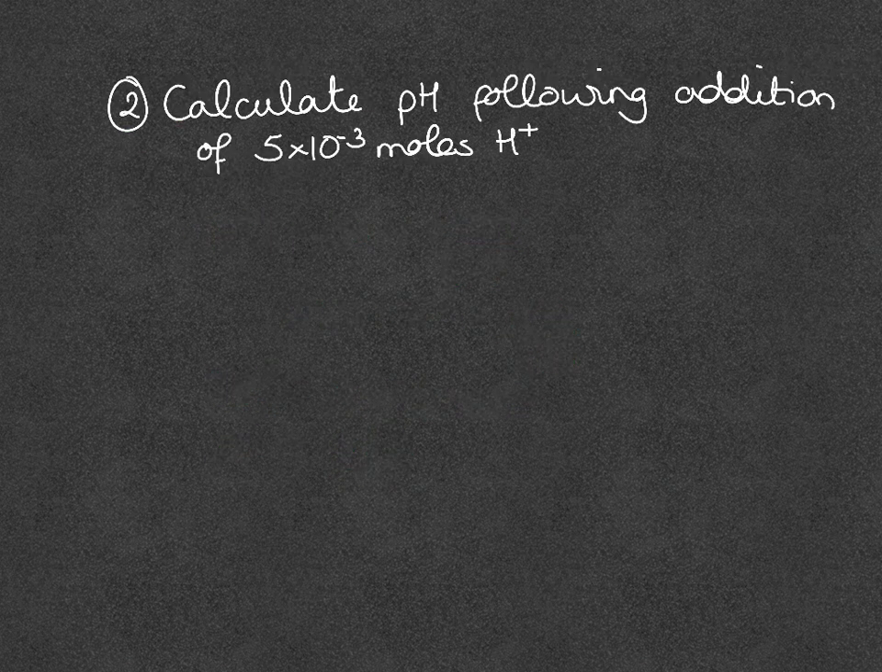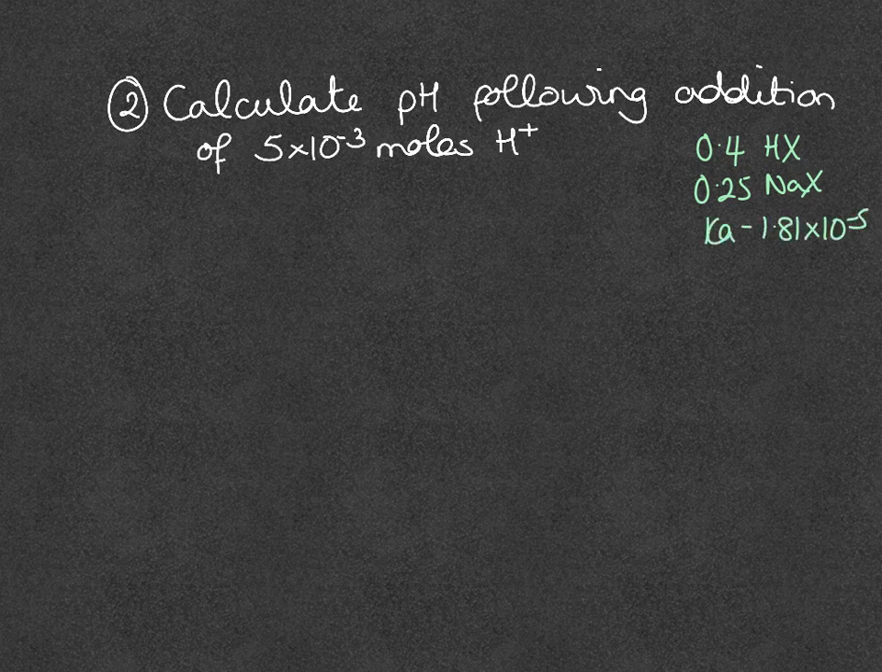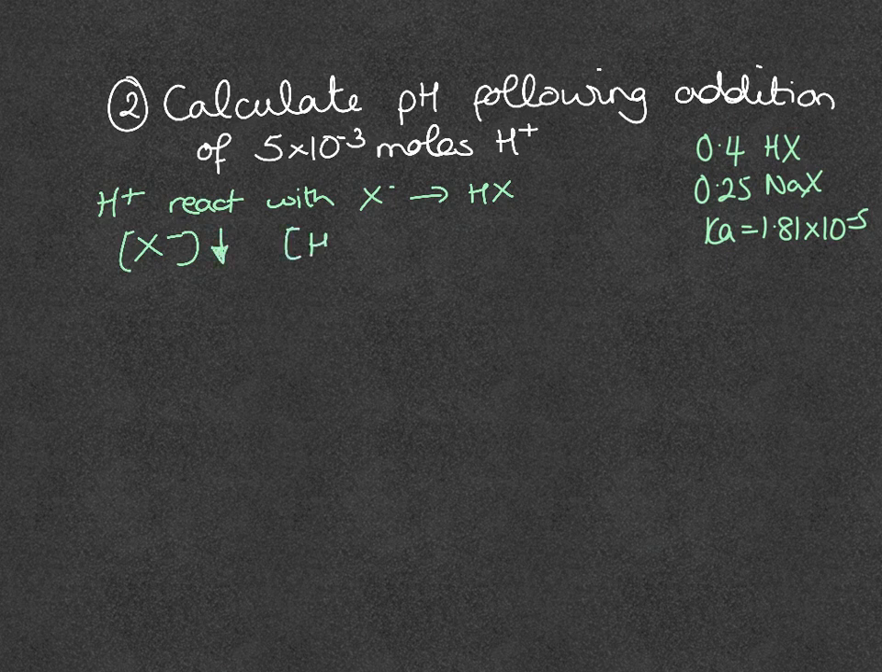So now we're going to consider what happens to the buffer when we have added some H+. Let's remind ourselves of the values we had before. We had 0.4 of HX, we had 0.25 of NaX, and we had a Ka of 1.81 times 10 to the minus 5. Okay, so I have to figure out what's happened here, because when we add the H+, it is going to react with the X minus to give HX. So X minus concentration is going to go down, and HX concentration is going to go up.